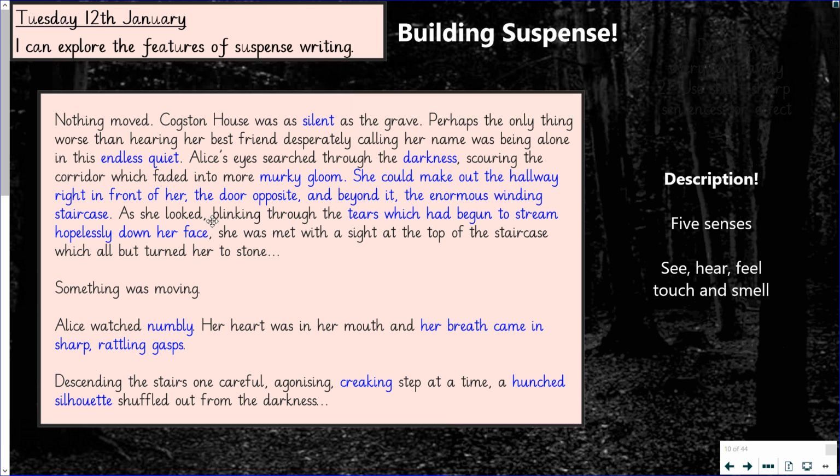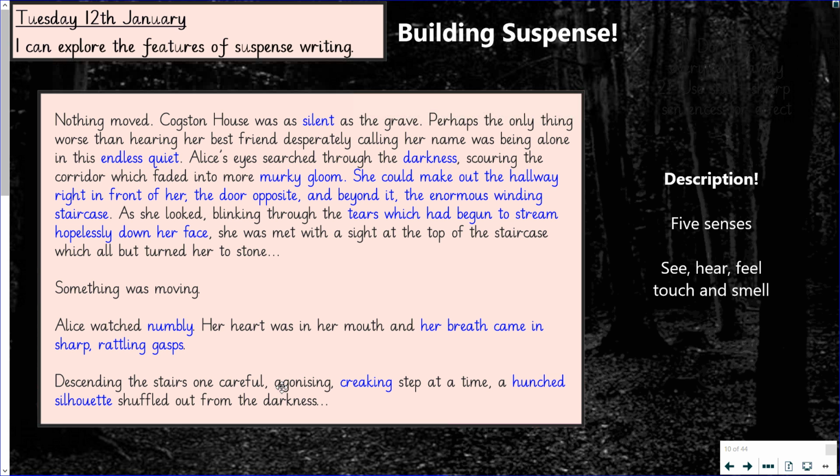She could make out the hallway right in front of her, the door opposite and beyond it, the enormous winding staircase. Again, they're all to do with what she can see. As she looked, blinking through the tears, which had begun to stream hopelessly down her face, well, that's really to do with what she can feel. Alice watched numbly, so that's again how she feels. And her heart was in her mouth and her breath came in sharp, rattling gasps. So again, that's to do with her emotions and how she's feeling.